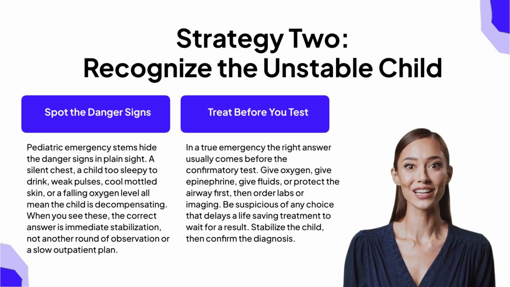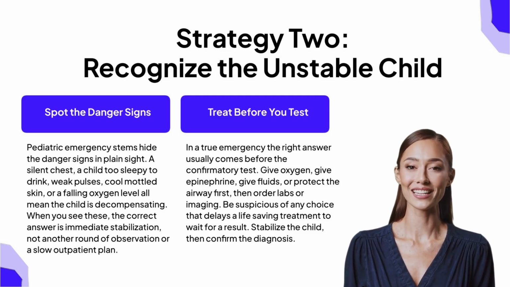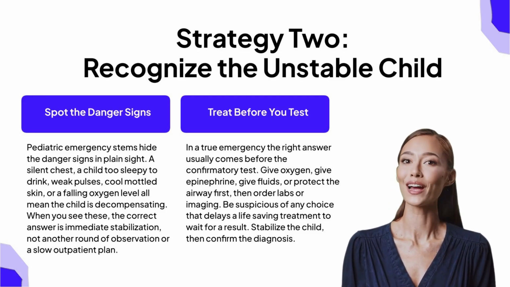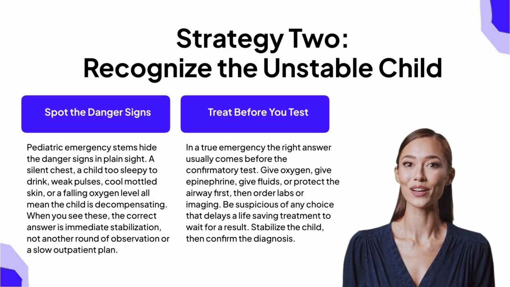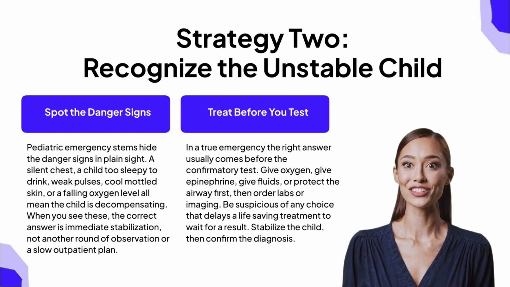Strategy 2 is to recognize the unstable child, because the whole question turns on it. The test writers love to hide danger signs in plain sight. A silent chest with almost no air movement, a child too sleepy to drink, weak pulses, cool mottled skin, or a dropping oxygen level all mean this child is decompensating. The moment you see those, the answer is immediate stabilization, not more observation, and not a slow outpatient plan.